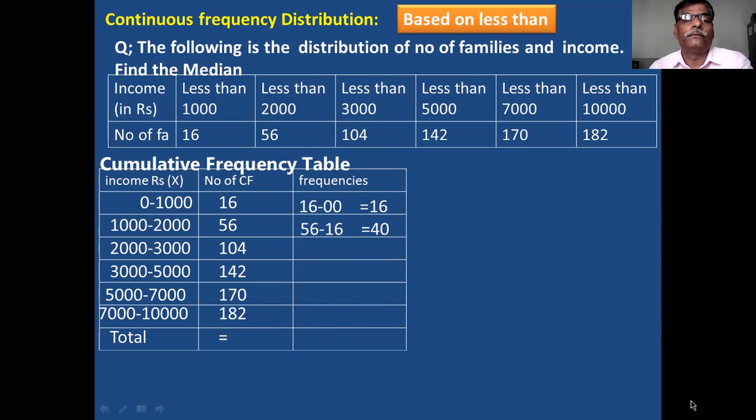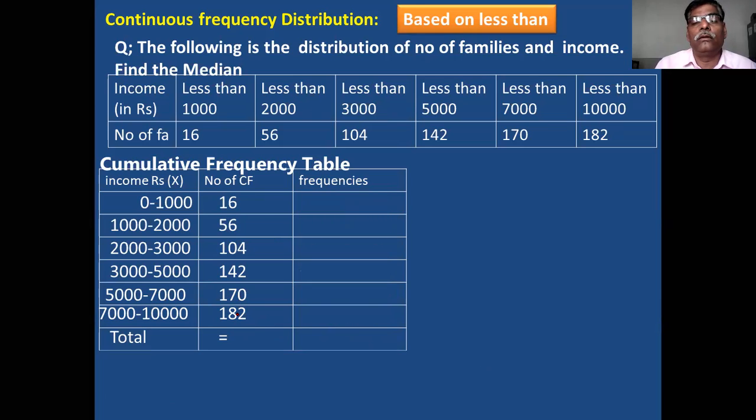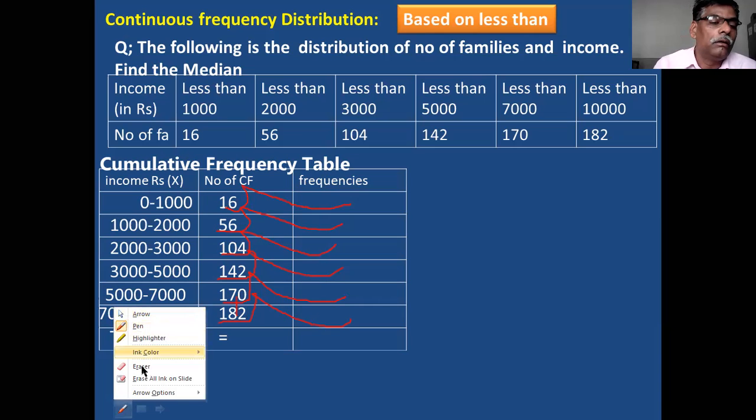Otherwise, you may calculate from bottom to top. How to calculate? You see here. 182 minus 170 you record first, and 170 minus 142 in the second. Next, 142 minus 104 third. Then 104 minus 56, and 56 minus 16 is the next value, and 16 minus nothing, therefore 0, is equal to 16. In this way, you may calculate from the bottom to top. This is the way of calculating the frequency.